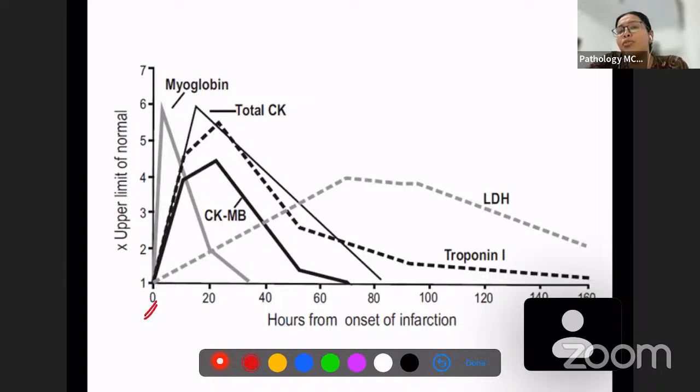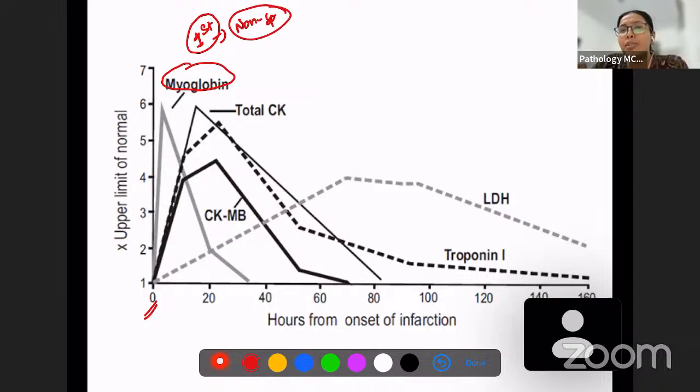This is 0 hours of onset of myocardial infarction. And you're going to have a spike in myoglobin. Myoglobin, always remember, is the first marker which is elevated during a myocardial infarction. But the catch here is that myoglobin is a very non-specific marker.